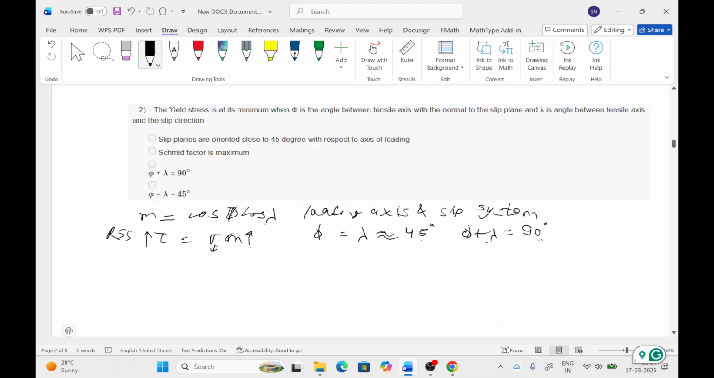So going to the options, it says the slip planes are oriented close to 45 degrees with respect to the axis of loading. This is the correct option. Second says the Schmidt factor is maximum and phi plus lambda should equal 90 degrees. This is also correct. And phi and lambda should equal 45 degrees. So all four options are correct for this. The yield stress will be minimum when these four conditions are satisfied.